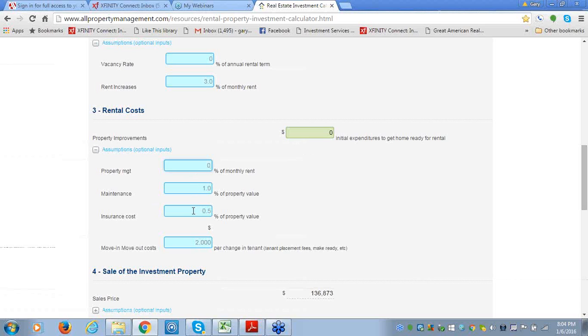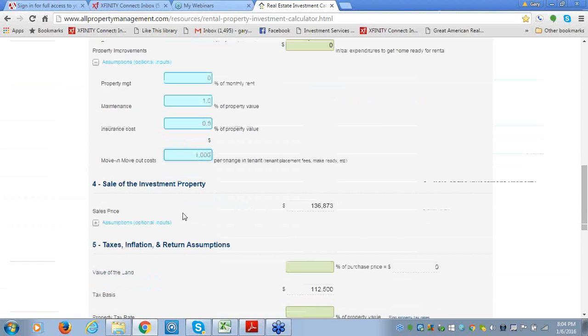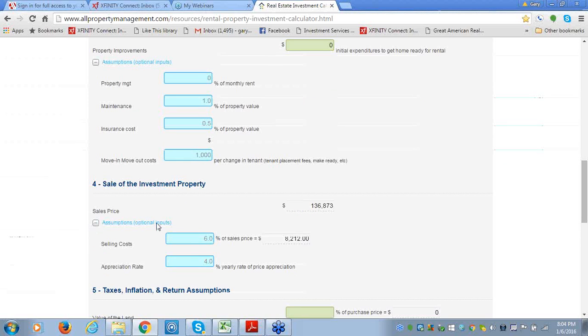Let's keep it 1%. Insurance costs, let's keep it 0.5%. Move in, move out costs. This is the cost when people vacate and you've got to go in and clean and paint. Let's just make that 1,000. Okay. Sale of the property. Let's assume we sold it after a 5-year period for 136. Appreciation rate of 4% per year. Let's make that 3. Let's be real conservative. And sales cost, we actually should probably make that 10%.